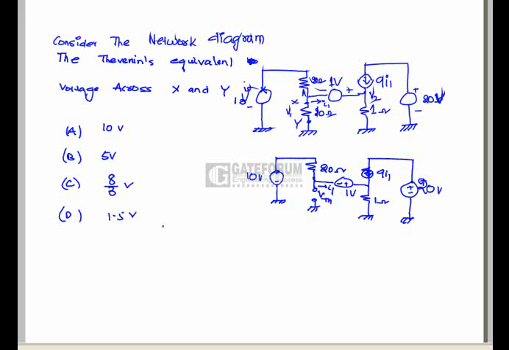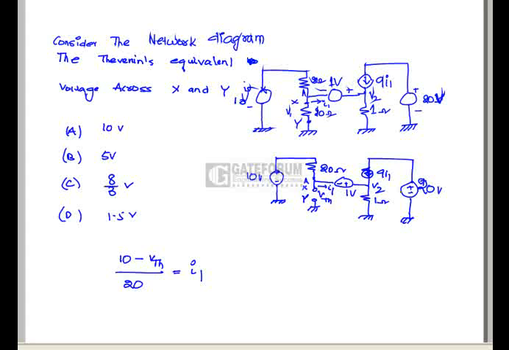In order to find out the V Thevenin across the terminals XY, apply the KCL at node A, that is (10 minus V Thevenin) divided by 20 equals I1.